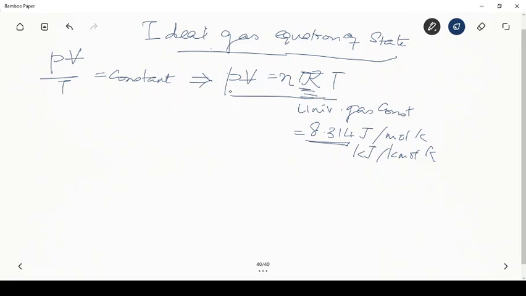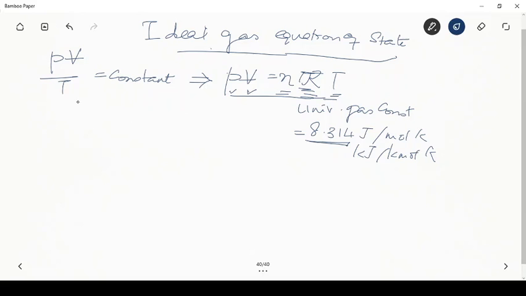This P is the pressure, and V is the volume that it occupies, n is the number of moles that occupy that volume, and T is the absolute temperature. So this is your ideal gas equation of state. There are multiple ways of writing this equation of state. So let us look at that.